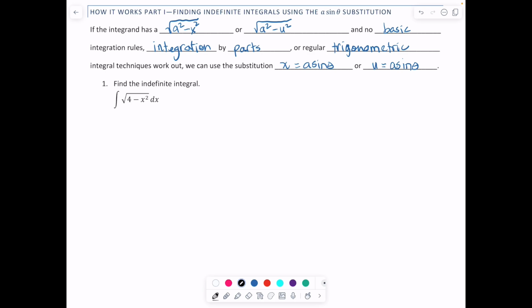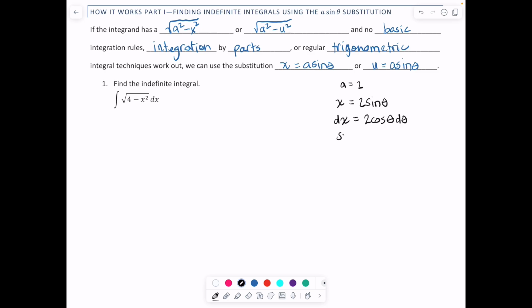Since it's an a squared minus x squared situation, we're keeping it in terms of x, and a is equal to 2. So x is equal to a, which is 2, times sine theta. We're going to need a few things. We're going to need to know what dx is. So dx will be 2 times cosine theta d theta. Don't forget the d theta.